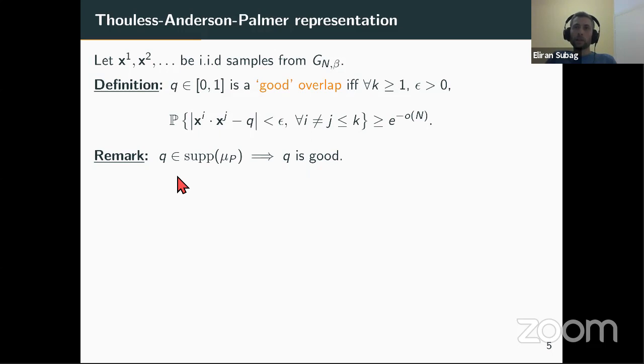And an important remark, which I actually almost said, is that if Q is in the support of the Parisi measure, then Q is necessarily good. The other direction is not always true. For example, at the critical temperature, you can have Qs which are good, but not in the support.